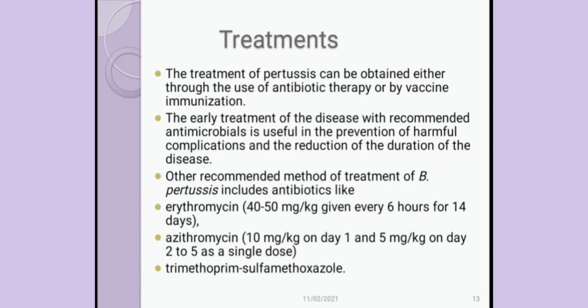The first choice for the treatment of pertussis has been the administration of oral erythromycin. The dose of antibiotics for children is 40 to 50 mg per kg given every 6 hours for 14 days, and the administration of erythromycin reduces the symptoms during the early course of illness. Then azithromycin is a newer antibiotic for the treatment, which is used at 10 mg per kg on day 1 and 5 mg per kg on days 2 to 5 as a single dose.